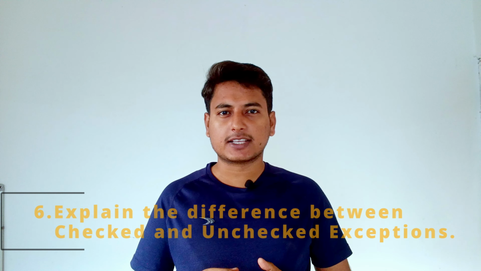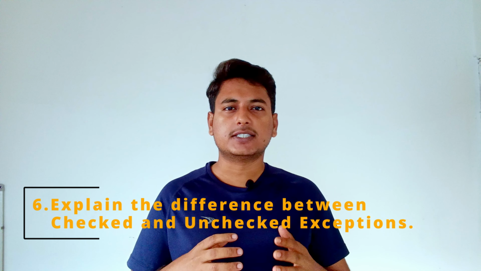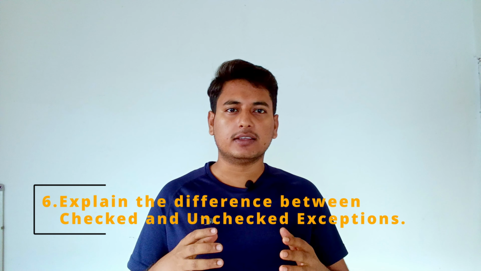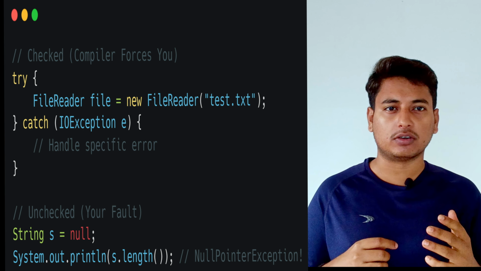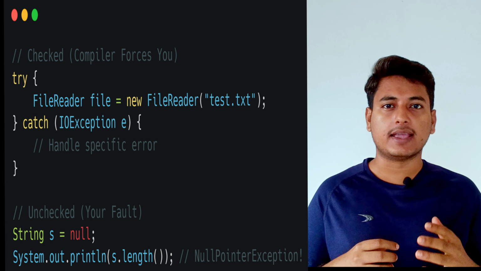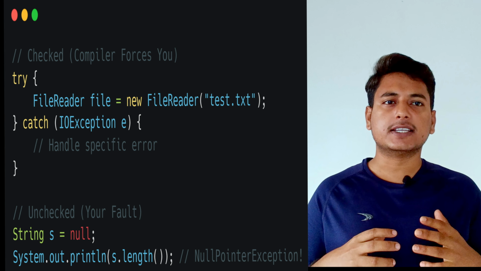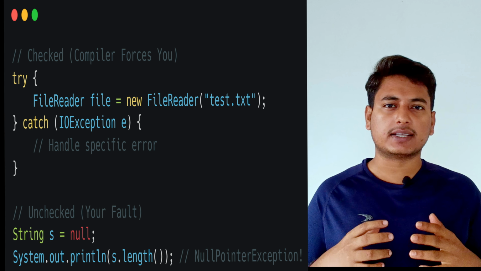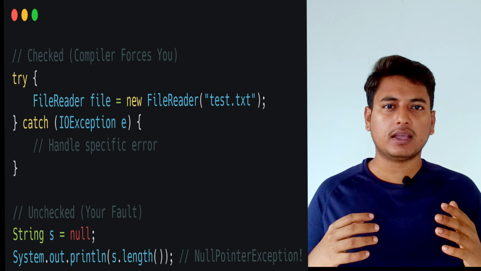Question number 6. Explain the difference between checked and unchecked exceptions. A checked exception is the compiler yelling at you. It forces you to handle what might go wrong outside your control, like a missing file or a database being down. An unchecked exception, like NullPointerException, is usually your fault. It represents a programming error. You should not try catch a null pointer. You should fix your code so it doesn't happen.